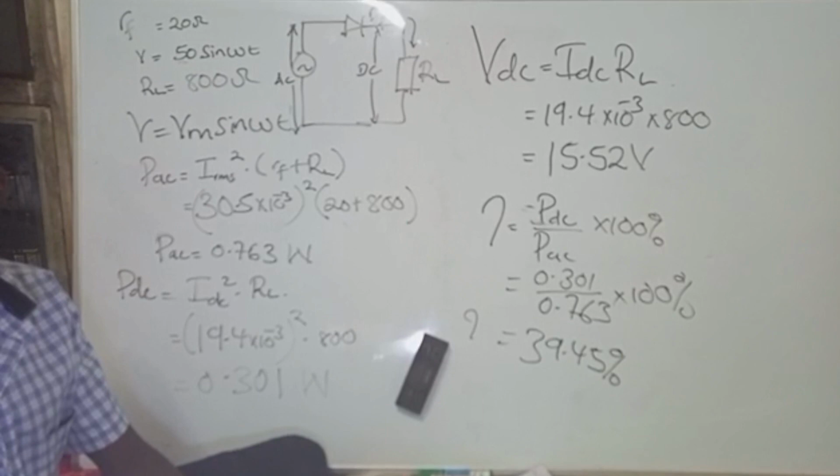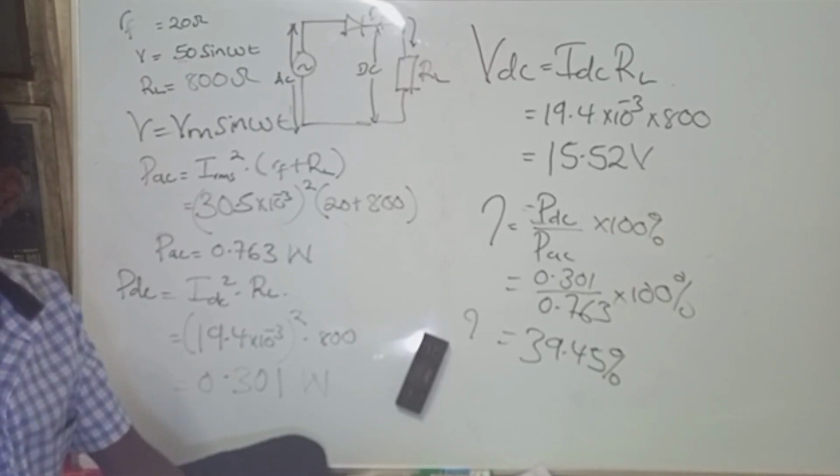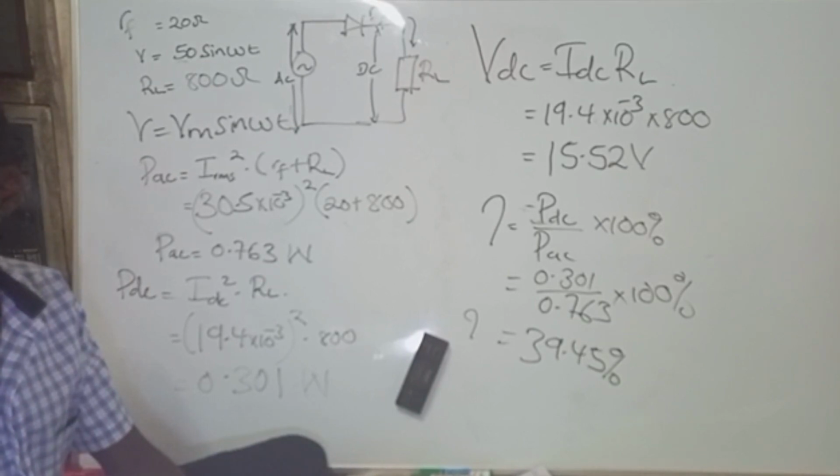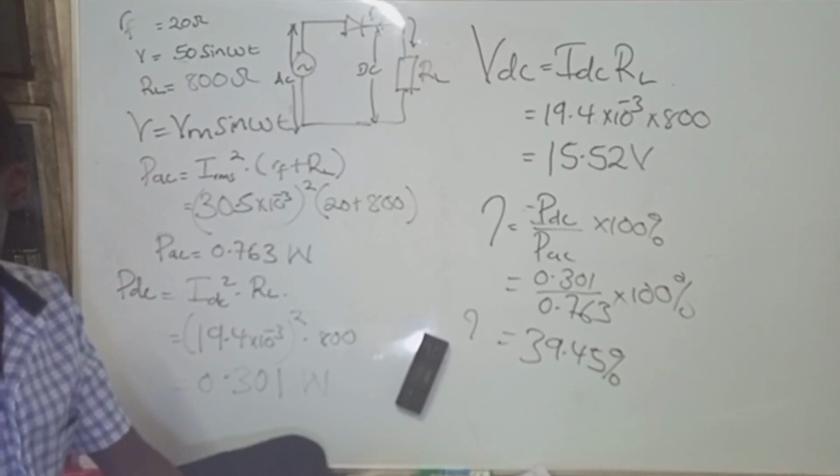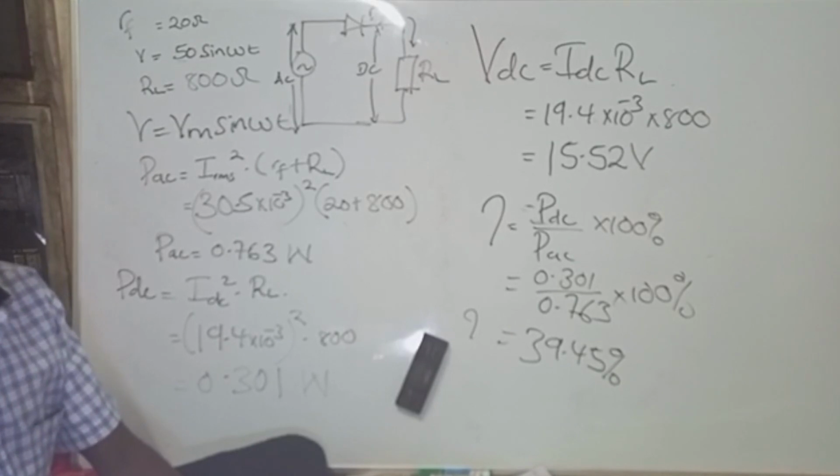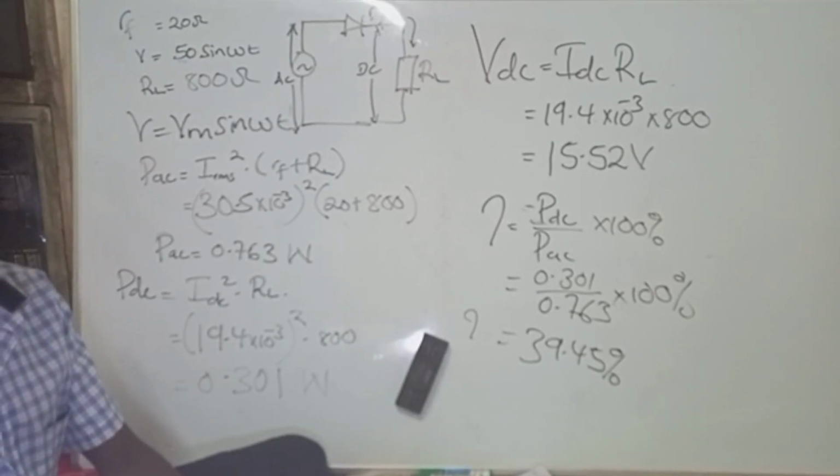So, Mr. Tenken, I have a question. Why does AC start from the extreme left, then the DC starts from the extreme right? Okay, thank you for that question.